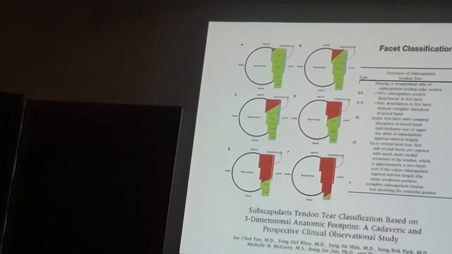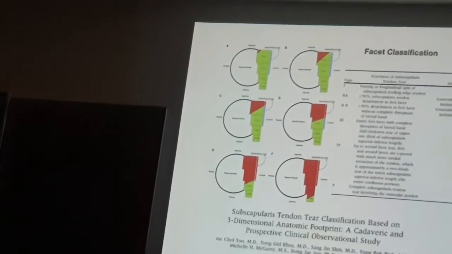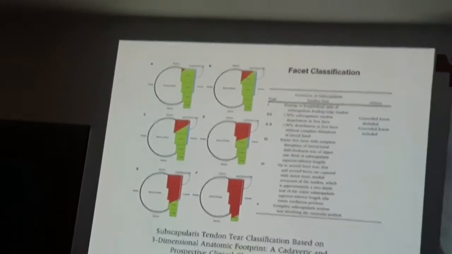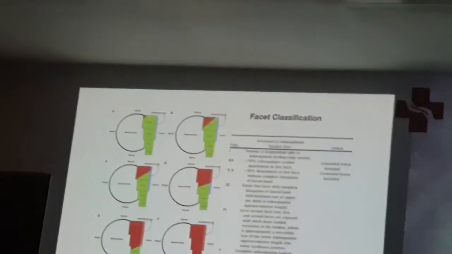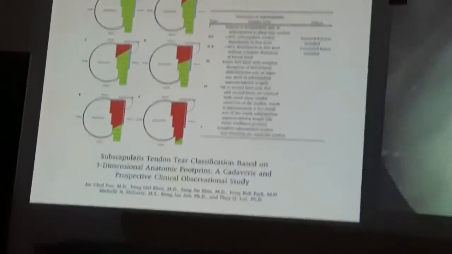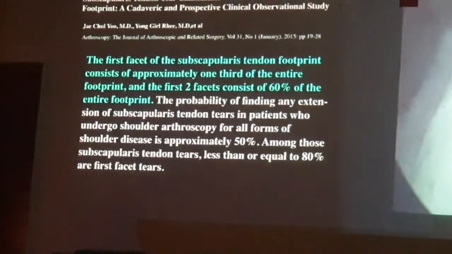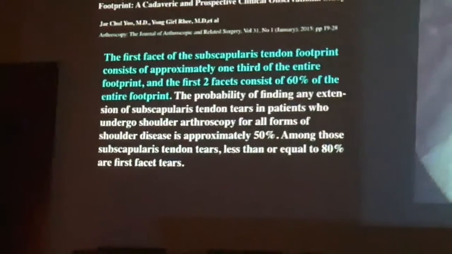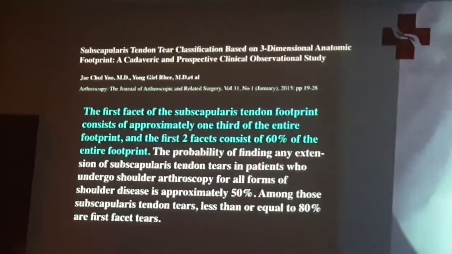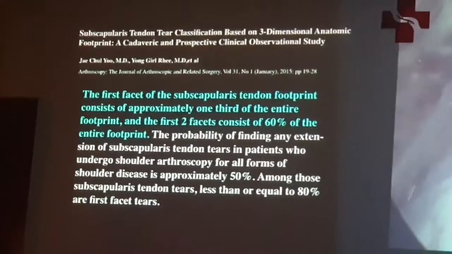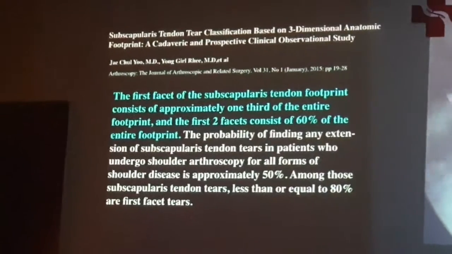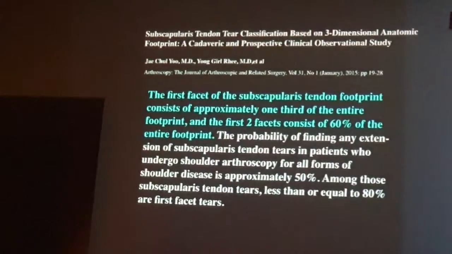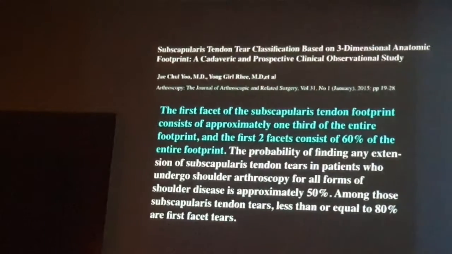And type 3 is a complete full thickness tear of the subscapularis involving the first facet. And accordingly, you have type 4 and type 5. So what it says is that the first facet of the subscapularis tendon footprint consists of approximately 1/3 of the entire footprint, and the first 2 facets consist of 60%, which is the most common tear. The muscular portion is rarely torn.